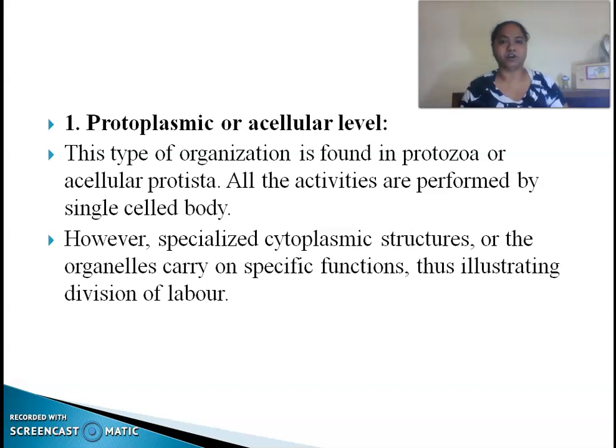In this type of organization, only one cell performs all the functions. That is, unicellular organisms show protoplasmic level organization. This type of organization is found in protozoa or acellular protista. All the activities are performed by a single cell body. However, specialized cytoplasmic structures or organelles carry on specific functions, thus illustrating division of labor.